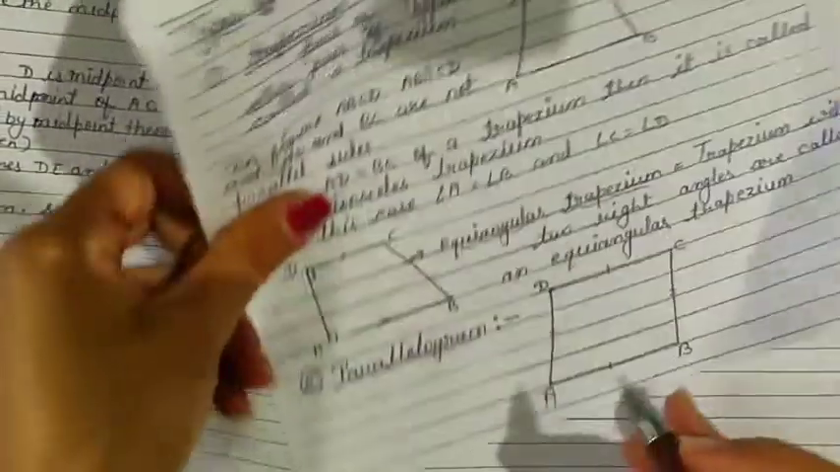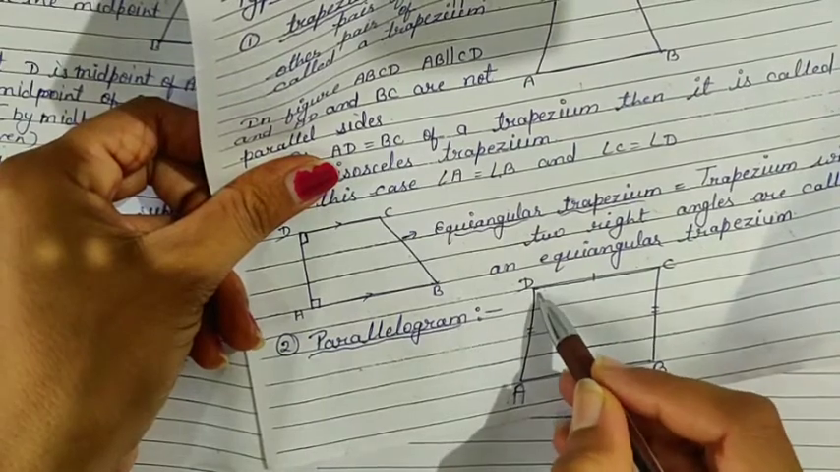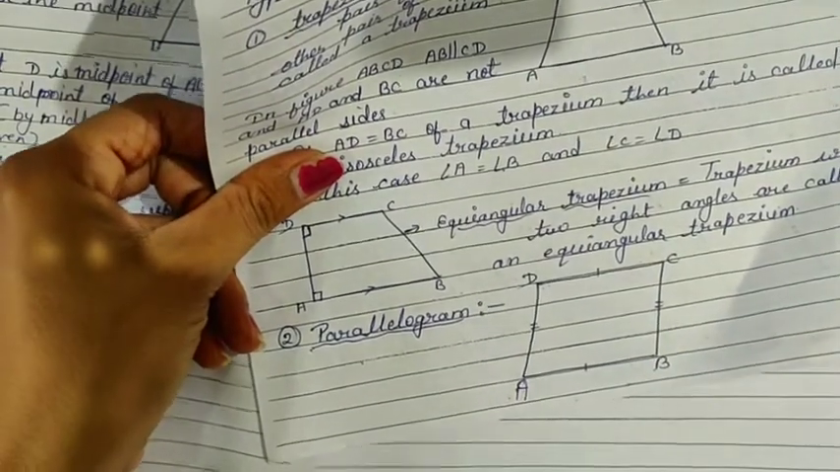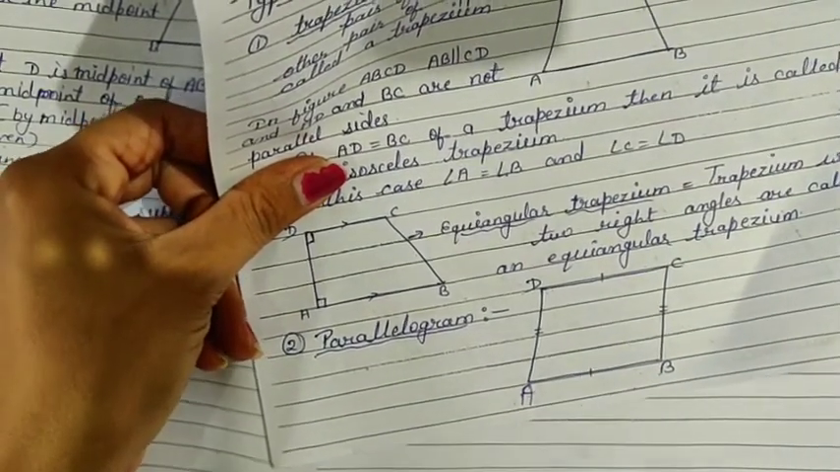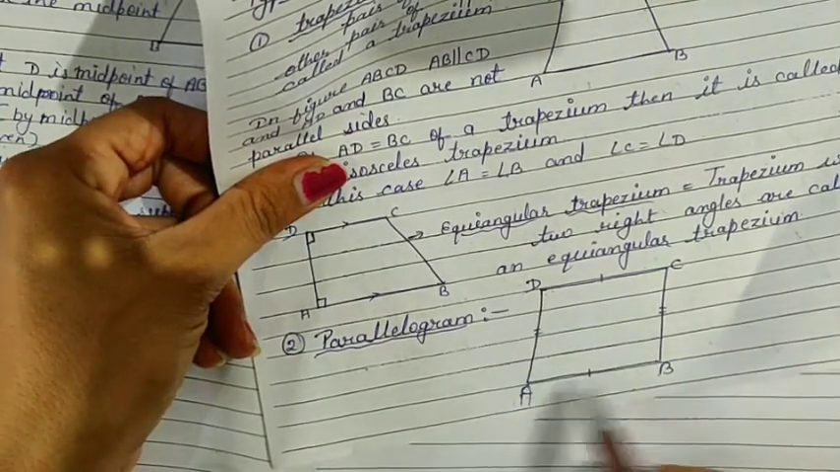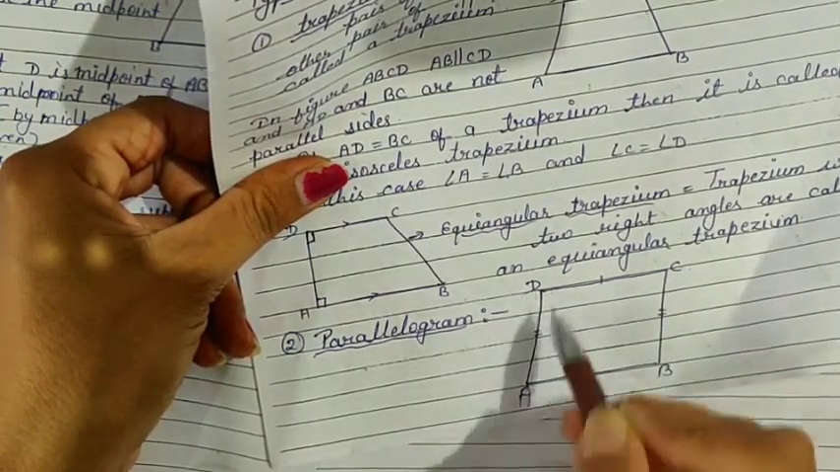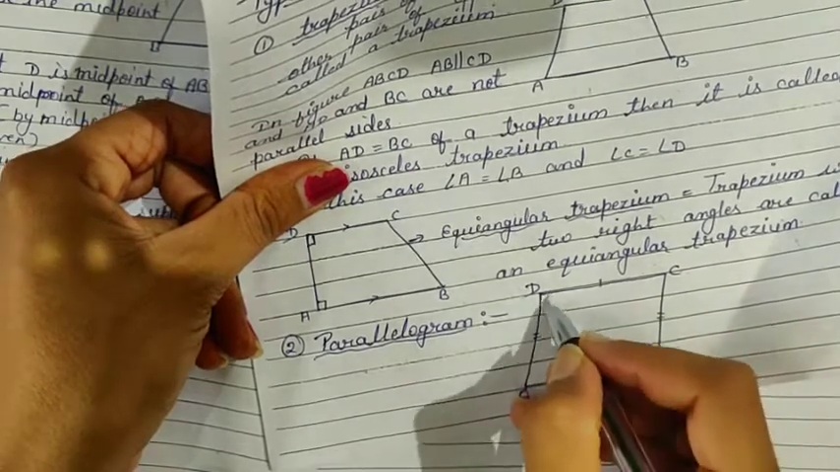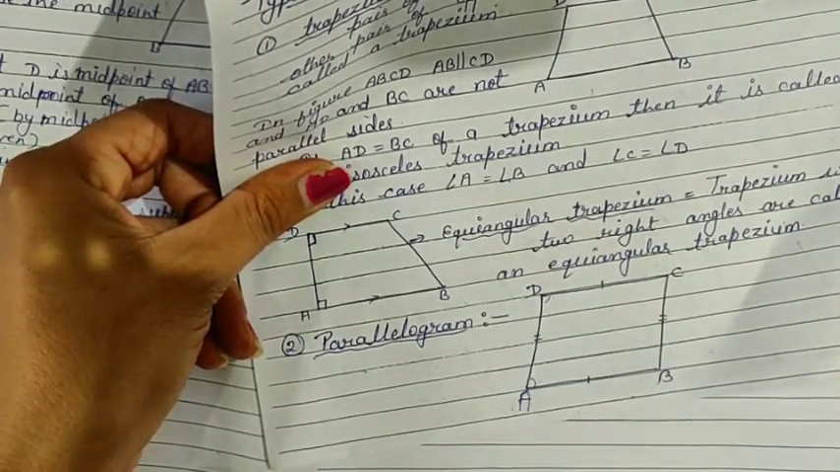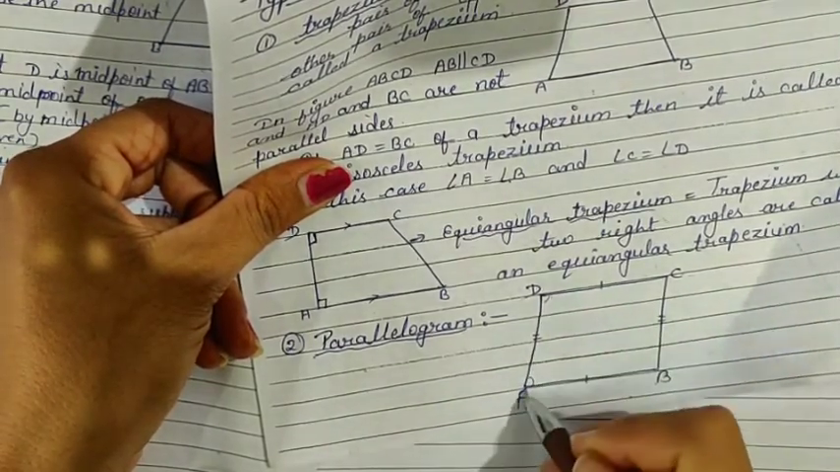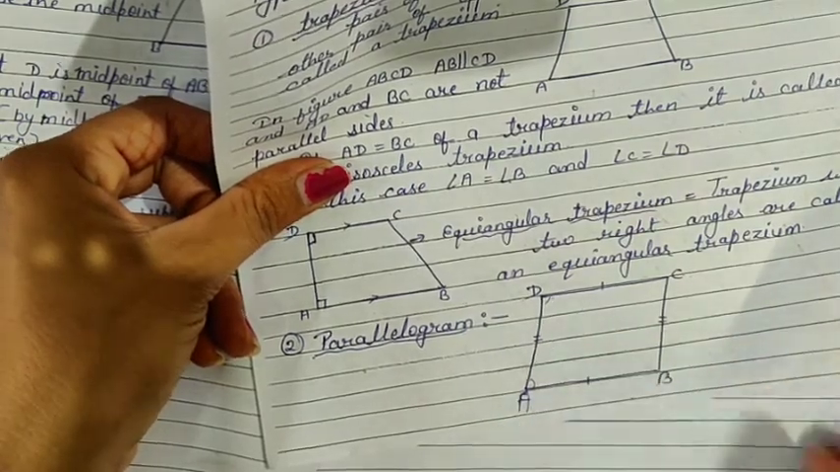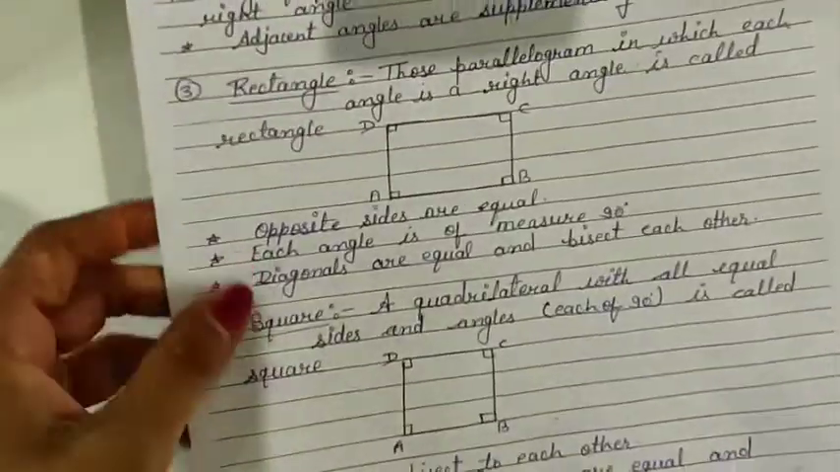Friends, these are two adjacent angles, angle D and angle A. Why are they supplementary to each other? Because we know that AB is parallel to CD and AD is a transversal. So these are supplementary angles to each other because they are conjugate interior angles.